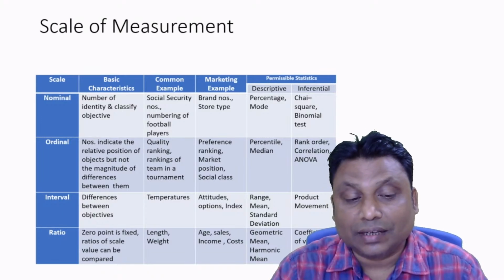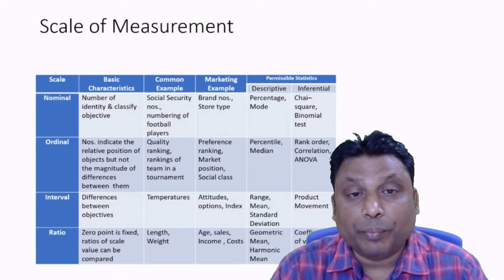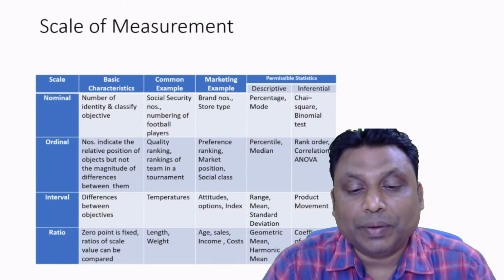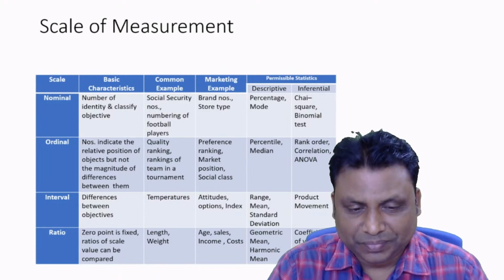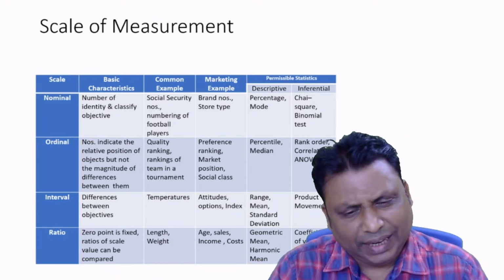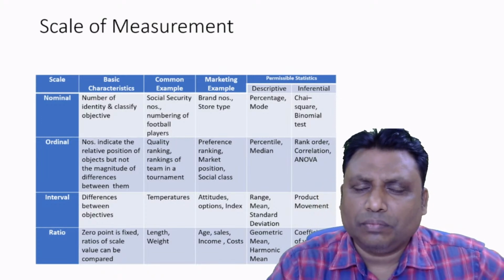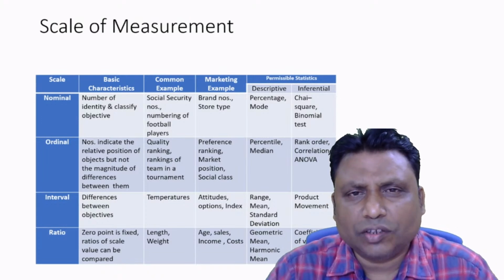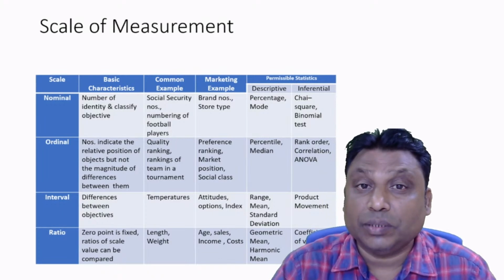And in the ratio scale, what happens? The values can be compared. If you are comparing the values of the data, at that time what happens? Now we generally use ratio scales. For example, age, sales, income, and cost. Age, sales, income, you can use as interval scale and also as ratio scale. It is nearly the same for both interval and ratio scale, for similar objectives or similar research work.